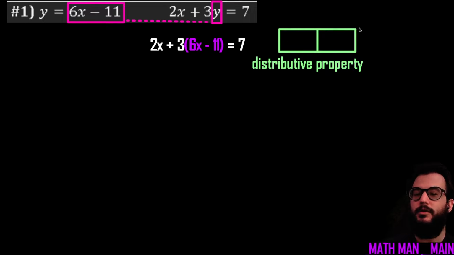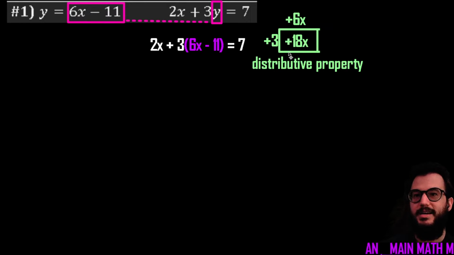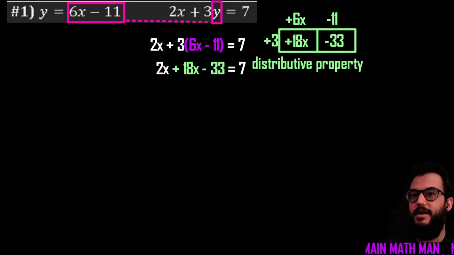So if you need to draw that little box for yourself, all I'm going to be doing is multiplying 3 times each of the terms inside of those parentheses. So I'm going to say, all right, I have 3 times 6 and I have 3 times a negative 11. So I write the products inside. So 3 times 6x is 18x, and then 3 times negative 11 is negative 33. And so now I can write that underneath of the purple part in green. So now my equation is 2x plus 18x minus 33 equals 7.